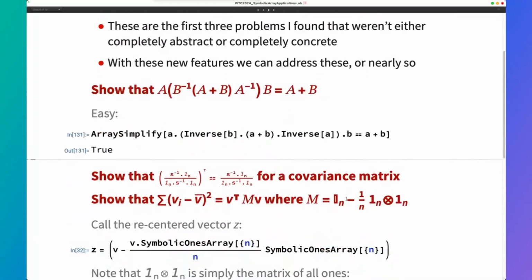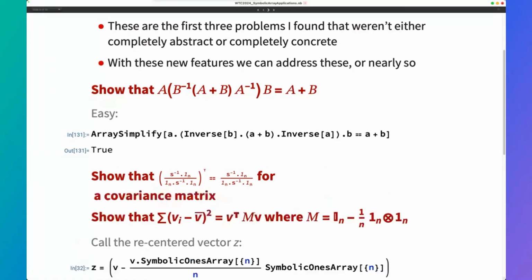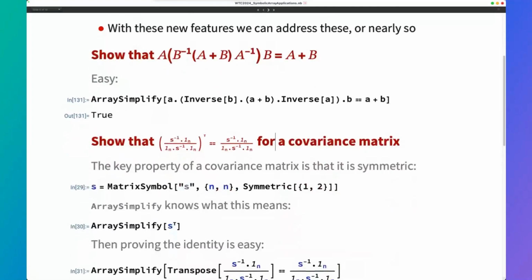Then the next was to compute the transpose of this particular expression involving a covariance matrix and a vector of ones. And so what's the key property of a covariance matrix? It's that it's real and symmetric.